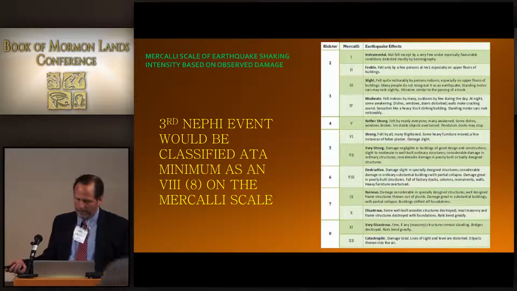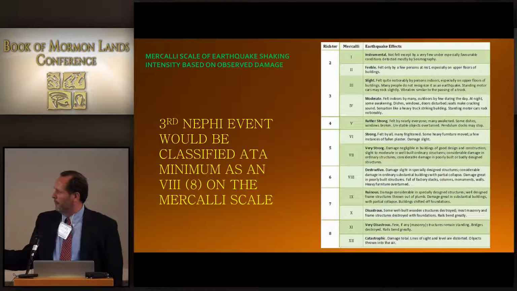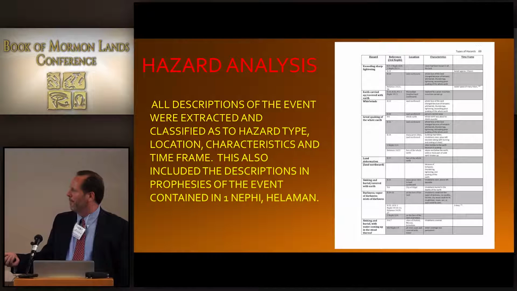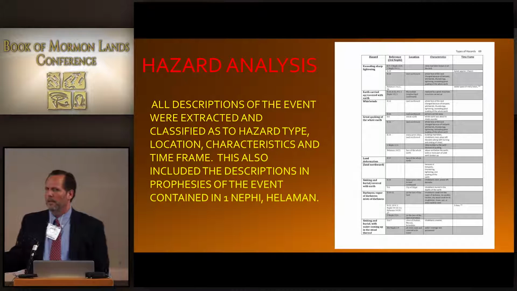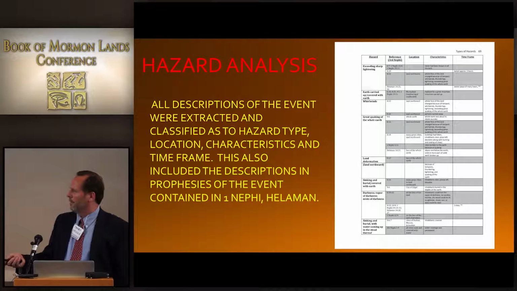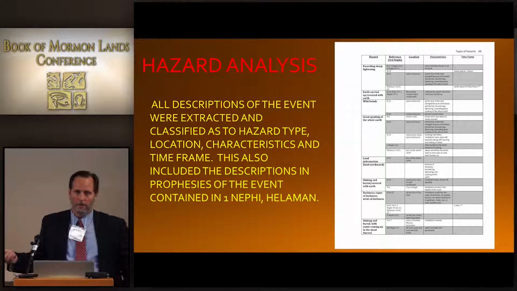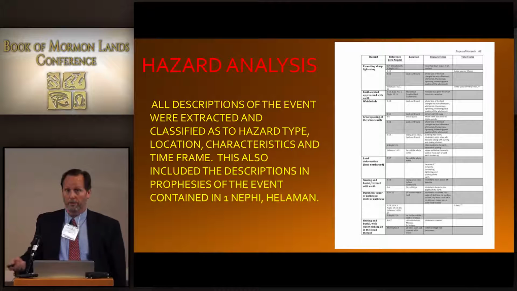And the other thing I did, it's in the book, I can't really go through everything because it was quite extensive, is I took the entire event and extracted and classified the hazard type, location, characteristics, and the time frame, because the time frame has some importance as to what type of event you may have been looking at. I also did the prophecies, assuming that they saw something, recognizing that it may not be exactly chronological. When they're seeing a vision of an event, there may be some interpretation there. But I treated those as actual reports, even though most people would say geologists wouldn't consider that a report. But if you subscribe to the Book of Mormon, there was somebody seeing something.